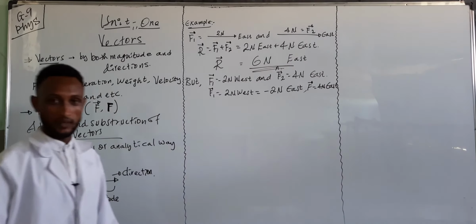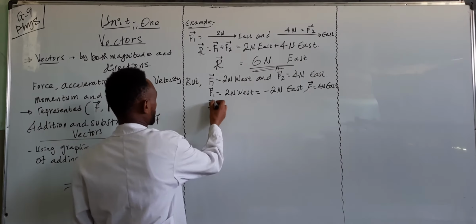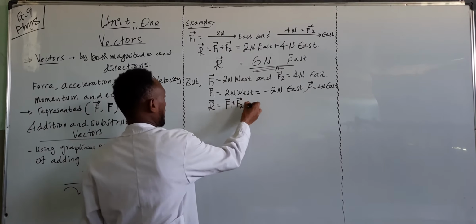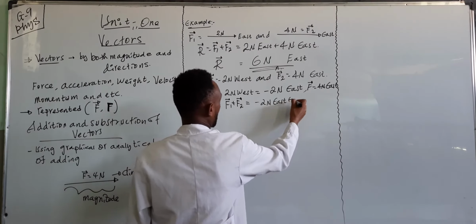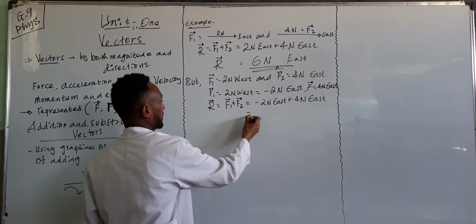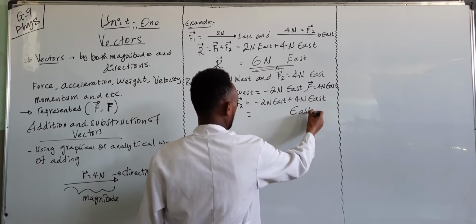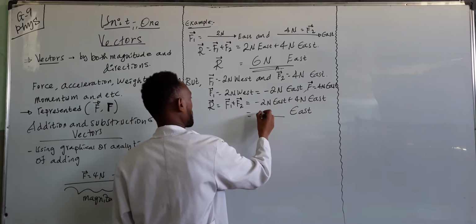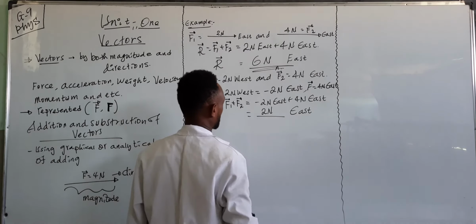Now their direction is the same. Similarly, you can add their values. The resultant force, which is equal to force 1 plus force 2, gives minus 2 Newton in east direction plus 4 Newton in east direction. Since the direction is now the same, we can convert into the same direction, east, and their value is minus 2 plus 4, which gives you 2 Newton in east direction.